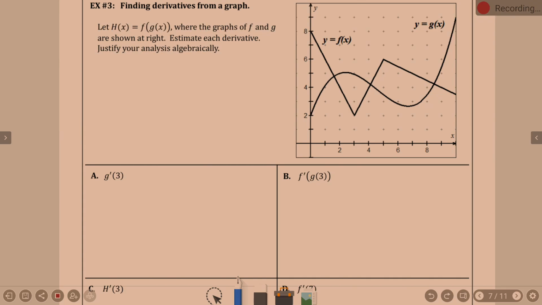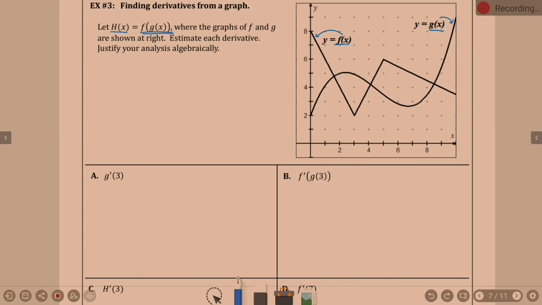Notice up here, h of x is defined to be f of g of x. The graphs of f and g are shown at the right. G is the curvy one. F is the pointy one. Estimate each derivative. Justify your analysis algebraically. Okay. G prime of 3.